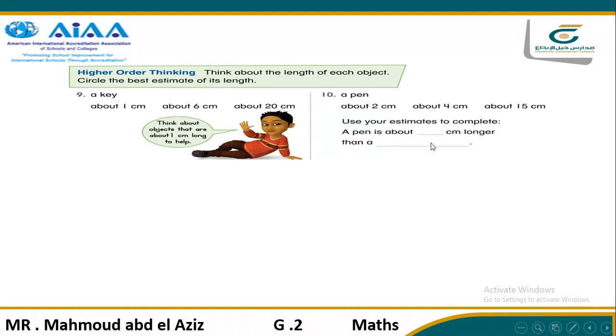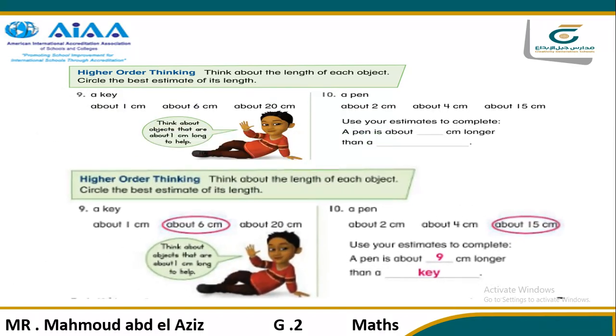And use your estimate to complete. A pen is about how many centimeters longer than a key? So it's 15 minus 6, which equal 9. So it's about 9 centimeters longer than a key. Let's check our answer. Here, a key, we said before, it's about 6 centimeters, and a pen about 15 centimeters. So 15 minus 6, which equal 9 centimeters longer, and here we will write a key.